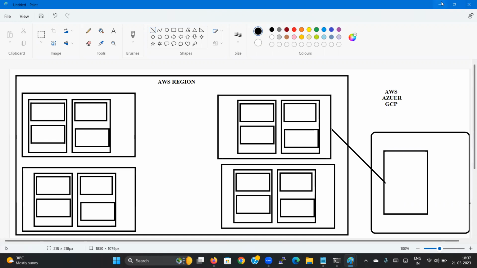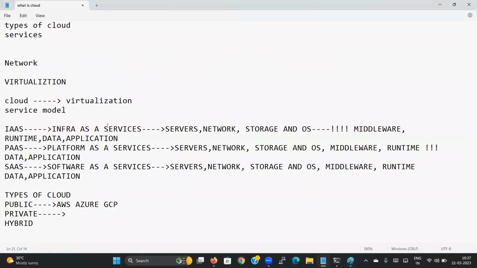So we have completed the types of cloud: private, public, and hybrid, and the service models. Now, do you have any doubts in this? We will discuss other things later on, but do you have any doubts? Questions, guys? Questions, please.